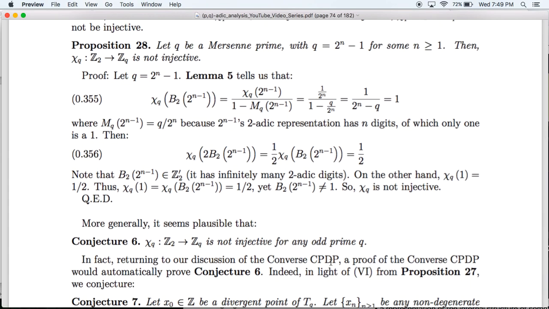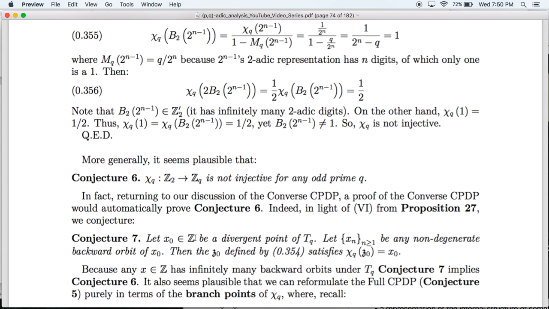More generally, it seems plausible, but I do not know how to prove it, that chi q is not injective for any odd prime q. In fact, returning to our discussion of the converse CPDP, a proof of the converse CPDP would automatically follow if we can show that chi q is not injective.